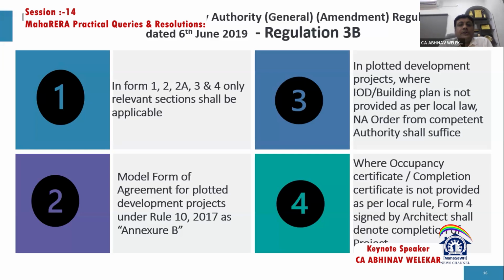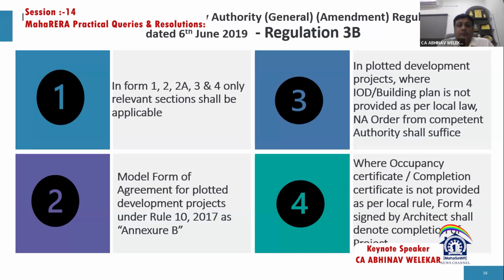Second, this regulation also specified the model form of agreement. Before this date, there was no model form for plotted development. But when this regulation came, now we have a model form of agreement for the plotted development, and we have to prepare the agreement to sell format on the basis of this model form. Then it also clarified that in the case of plotted development, if a building plan is not available, then the NA order will suffice, and that will be considered as the building permit or the commencement certificate.